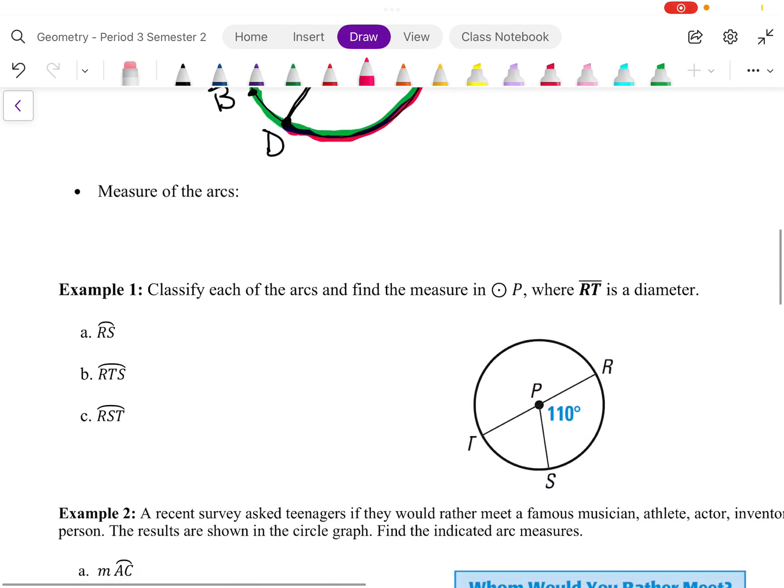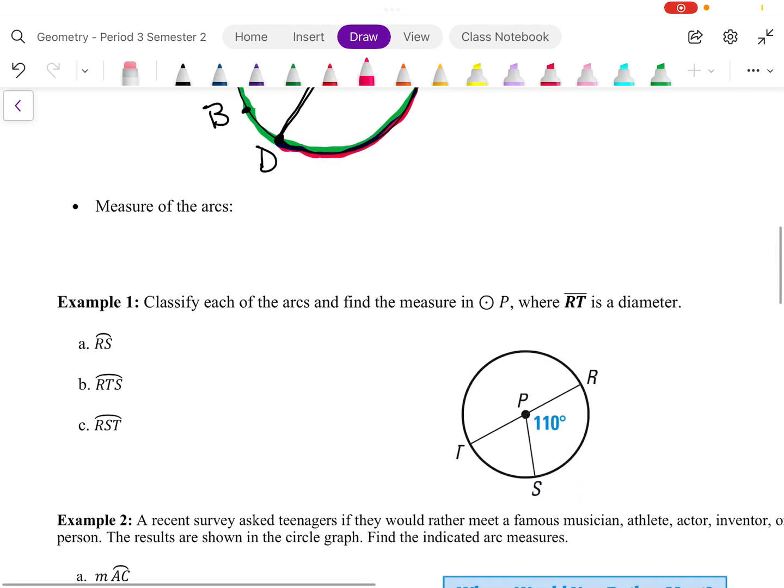Alright, so next we're going to be talking about the measures of the arcs. So the measures of the arcs are equal to the measure of the central angle.